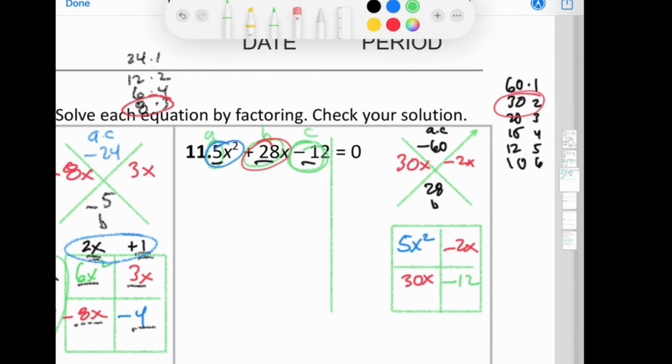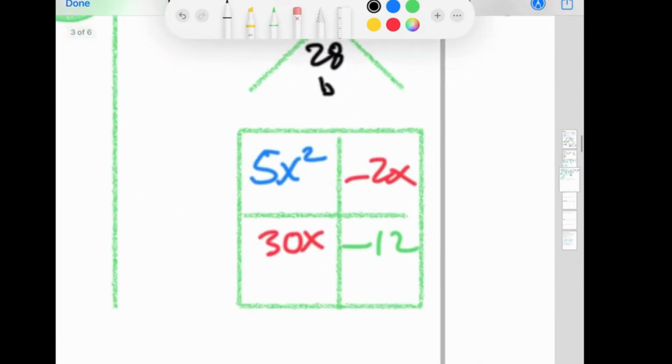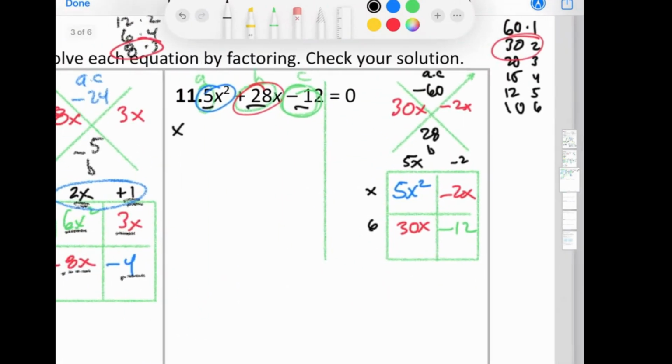Okay. Top row, left and right, greatest common factor is an x. You can kind of cheat, so go to the greatest common factor of the column. This would be 5x, so this one's going to have to be a 6. Over here it's going to be -2, and -2 times 6 is -12. So x plus 6 right there, and 5x minus 2.